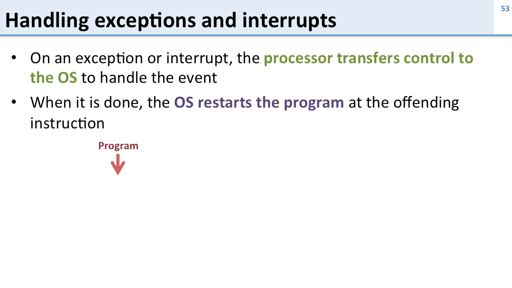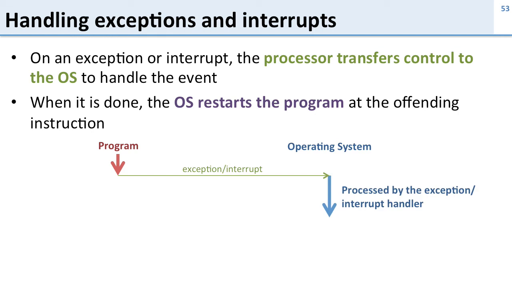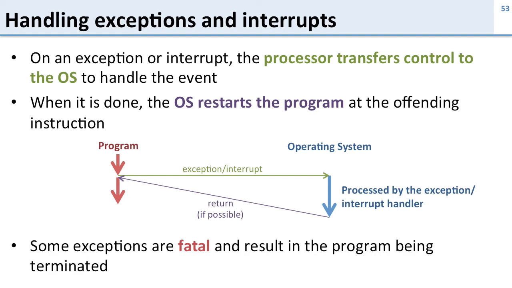Here's our program. It's going ahead and executing, and then we have an exception or an interrupt. When this happens, we stop executing our program and we go over to the operating system. Now the operating system is going to go ahead and execute, and it's going to process the exception or the interrupt by a special part of code called an interrupt or an exception handler. This handler code is going to take that exception or interrupt and figure out what to do about it. Then when it's done, we're going to return to the program, if we can, and the program will keep running. So it's important to remember here that while we go to the operating system and we come back to the program, there are some exceptions that are fatal. When this exception happens, we can't keep running our program, and then the operating system will kill the program.